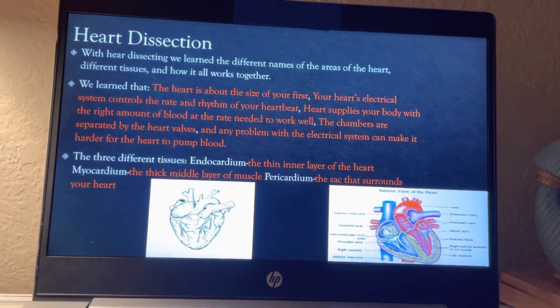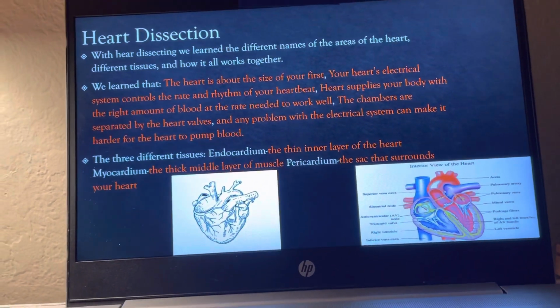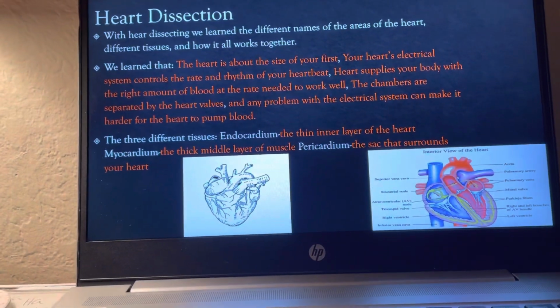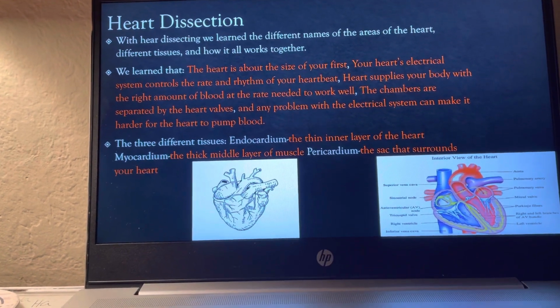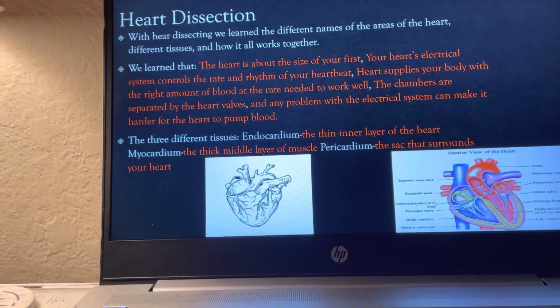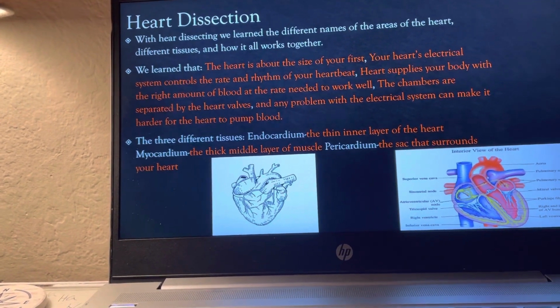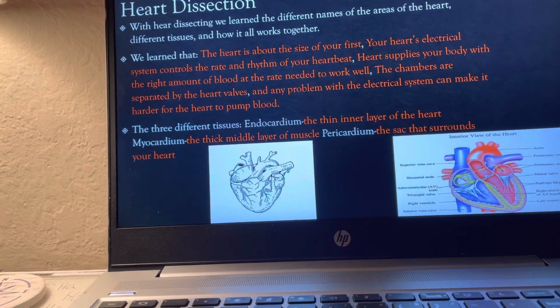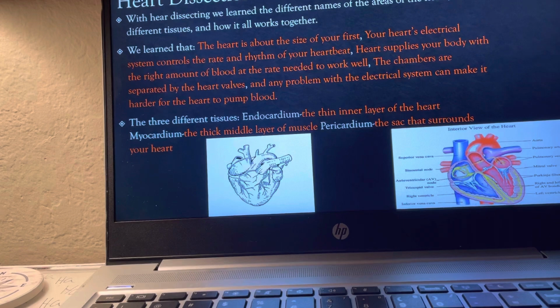Heart dissection. Here, with the dissecting, we learned the different names of the areas of the heart, different tissues, and how it works all together. We learned that the heart is about the size of your fist. Your heart's electrical system controls the rate and rhythm of your heartbeat.